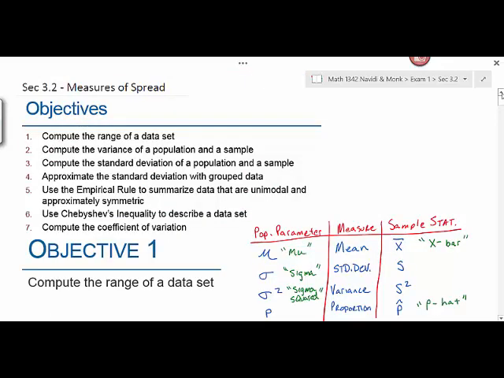So starting back at the top, section 3.2 is measures of spread. Here are the objectives that we're going to go over tonight. I'm going to mention these two, but they're not in the homework. It wouldn't take that much to explain them, and plus I don't know where you're going after this course. You may want this information for something that you'll be doing in the future. And these two relate to number 5.